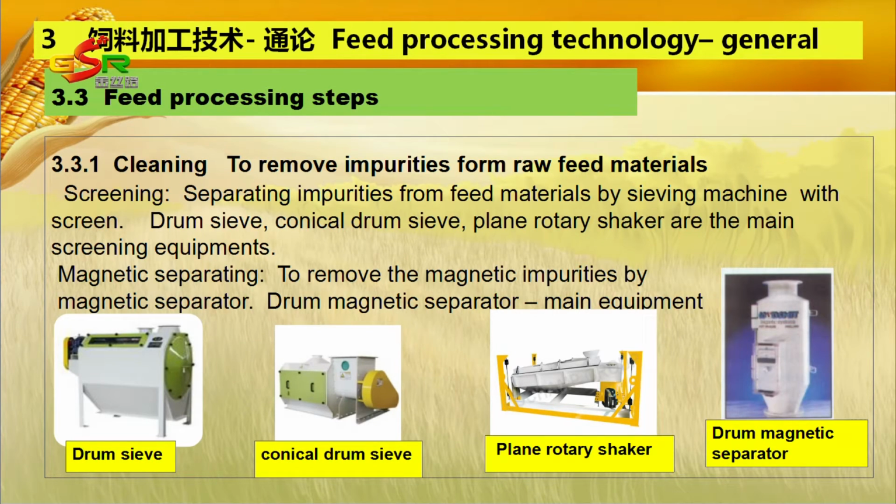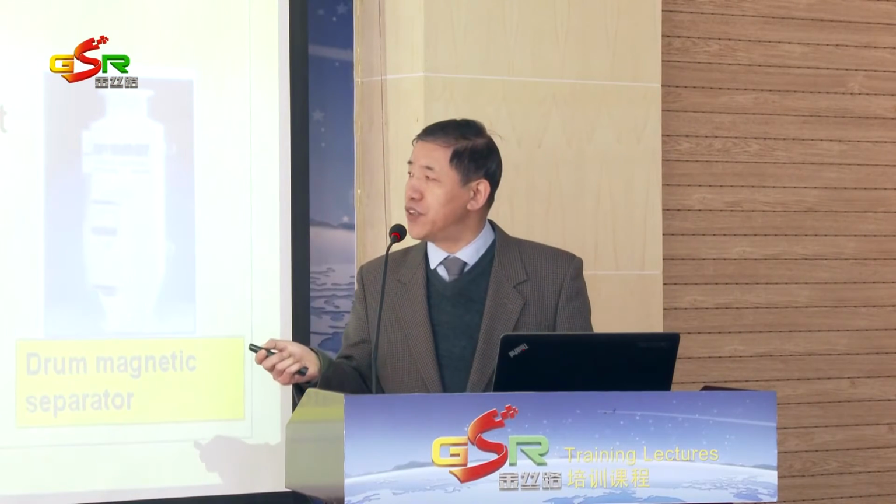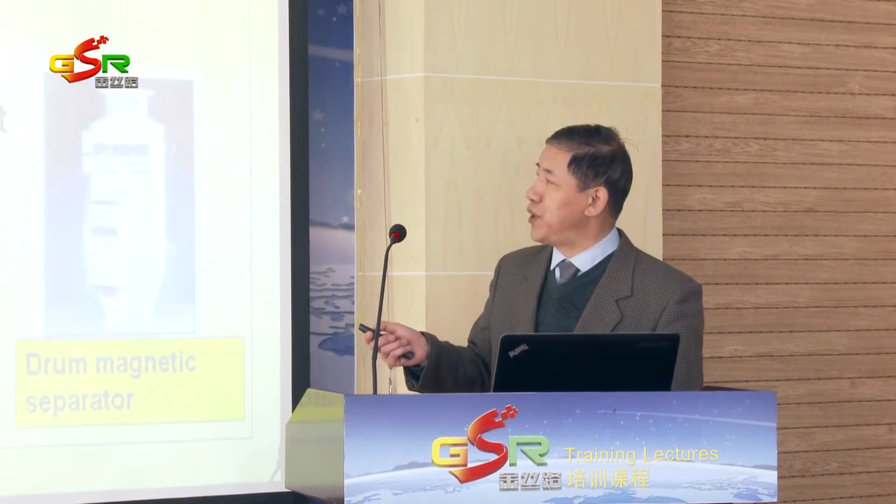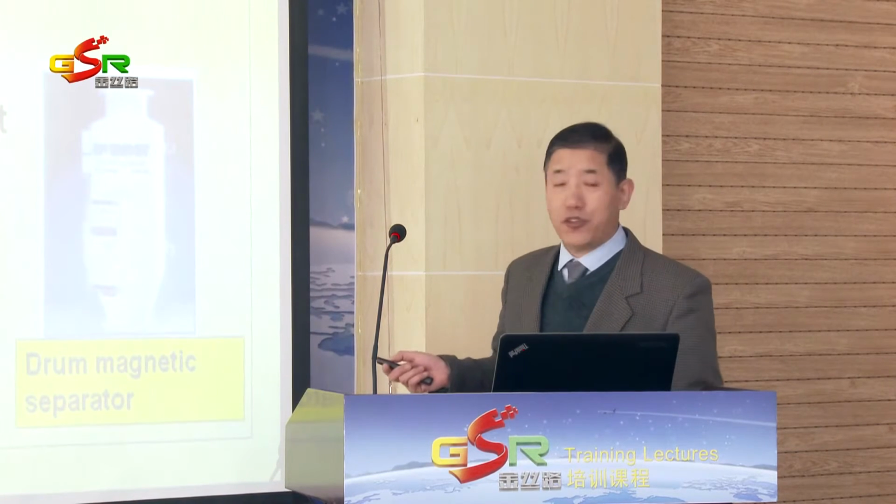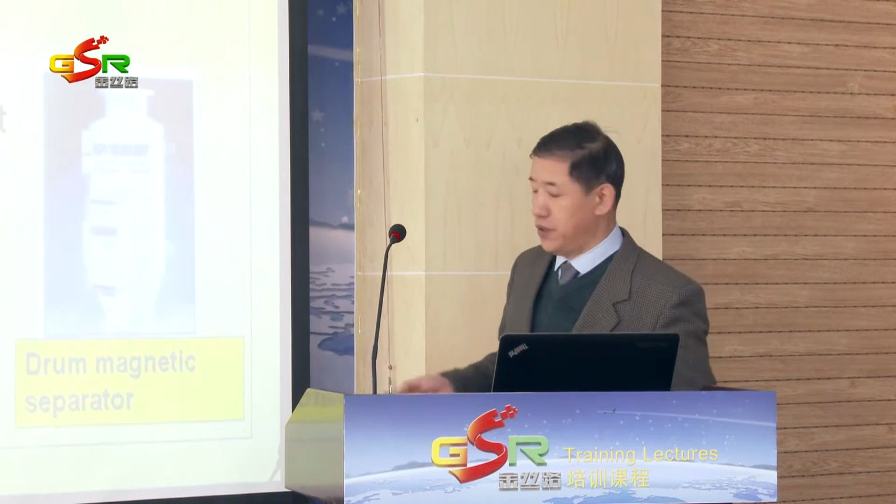Next one is the magnetic separator, to remove the magnetic impurities. This is a magnetic separator. The drum magnetic separator is the main equipment used in feed mills.